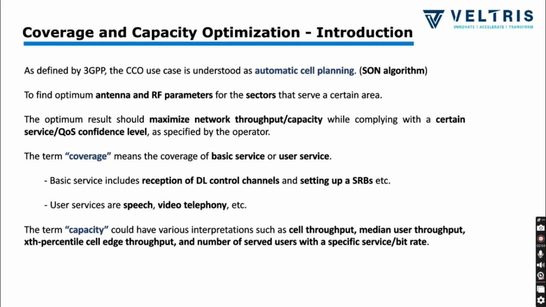The term capacity has various representations. There are several options for capacity: cell throughput, median user throughput, X percentile cell edge throughput, and number of users or UEs served, that too with a specific service or a bitrate requirement.